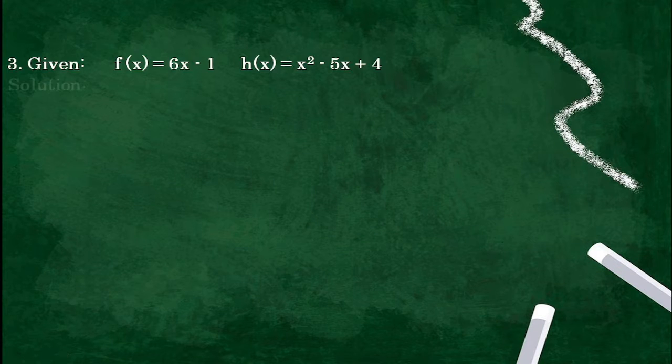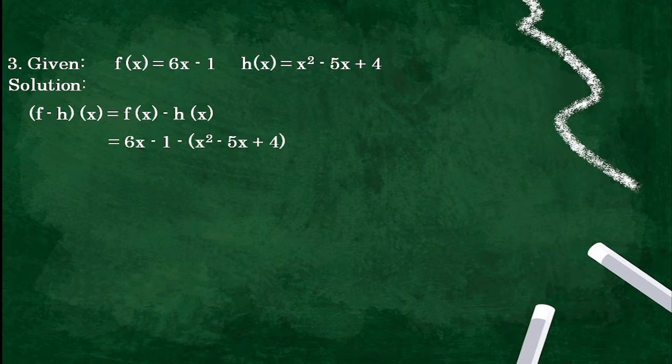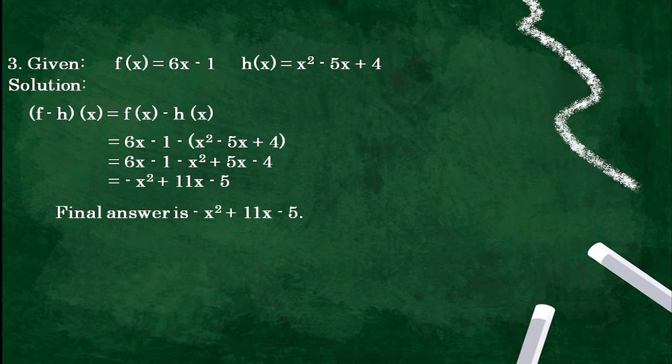Given number 3, f(x) = 6x - 1 and h(x) = x² - 5x + 4, substitute f with 6x - 1 and h with x² - 5x + 4. Apply copy cha-cha on the second function and combine like terms, then we simplify. And that gives us -x² + 11x - 5.